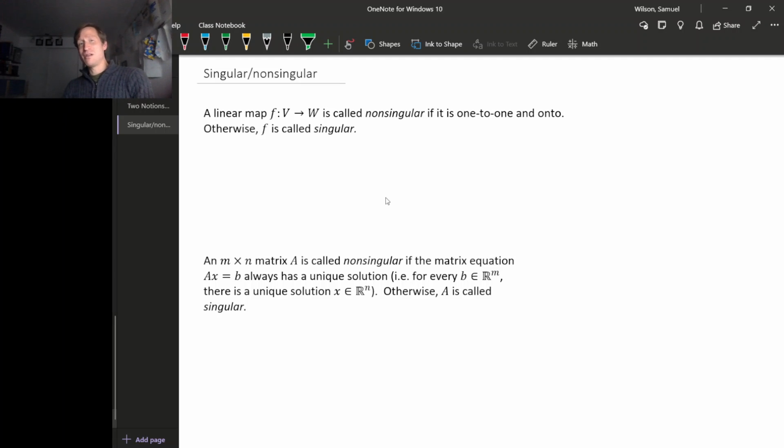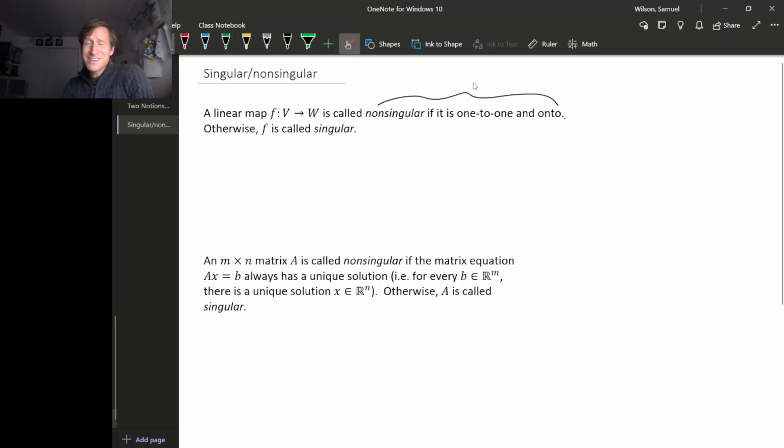There's one final property that has sort of dual use both for linear maps and for matrices, and that's the property of being singular or non-singular. So for a linear map, we call a linear map non-singular if it's one-to-one and onto. So this is how we'll use the term. Some people leave off the requirement that it be onto, but we'll go with the flow and define it this way.